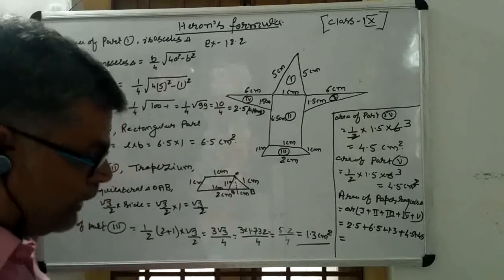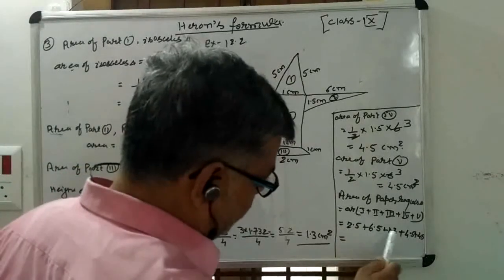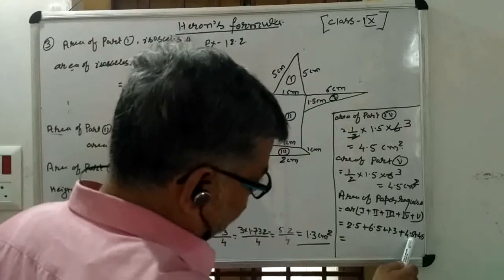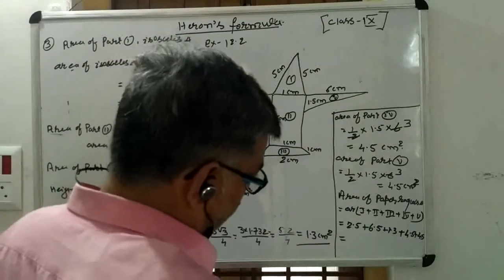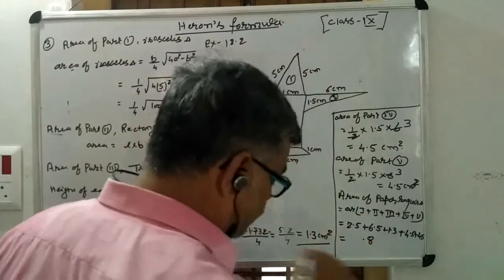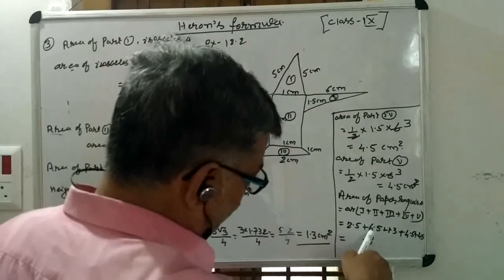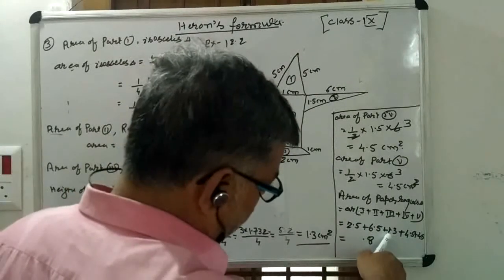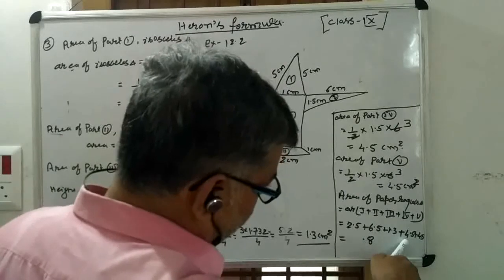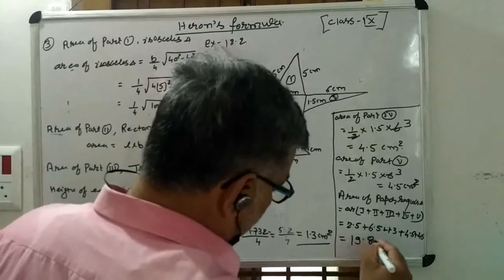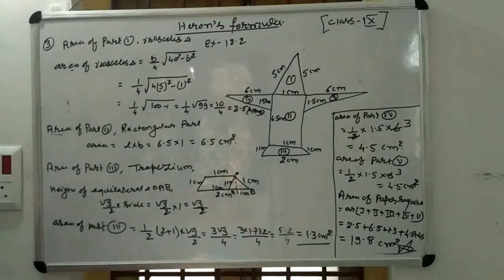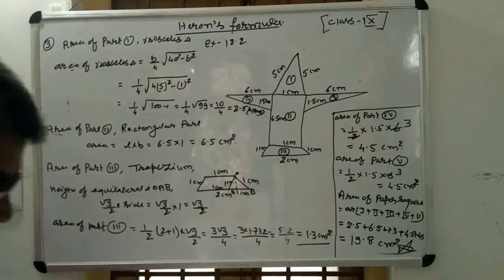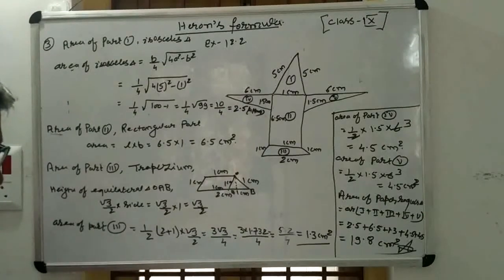So when you add it together, you can see 5, 5, 10, 10 plus 3, 18, 18 plus 5, 23, 23 plus 5, 28, 8 carry 2, 2 to the 4, 4, 6, 10, 10, 1, 11, 11, 4, 15, 15, 4, 19. So 19.8 centimeter square is the area of paper required to make this aeroplane. So this is your answer.